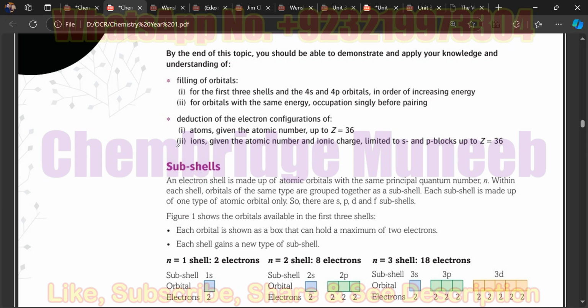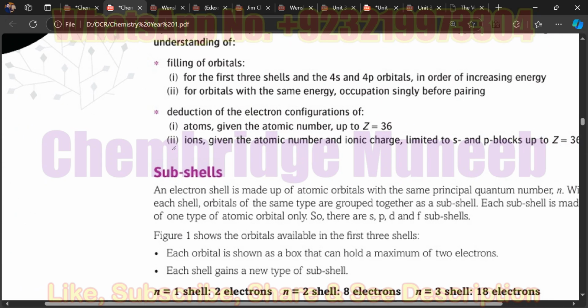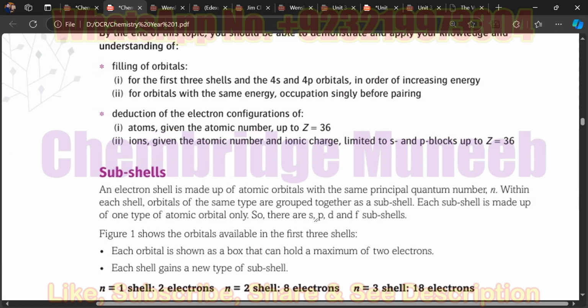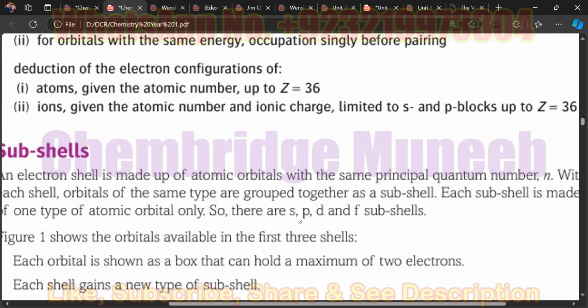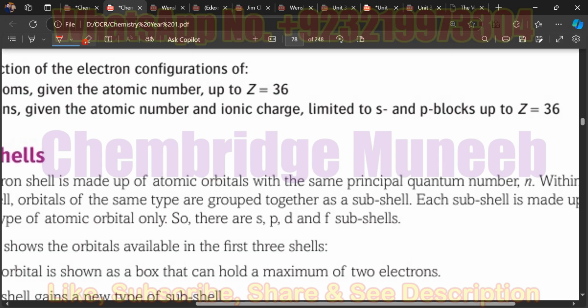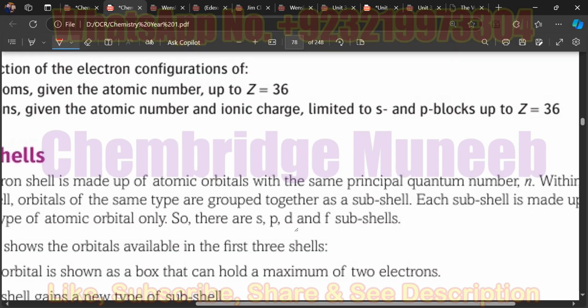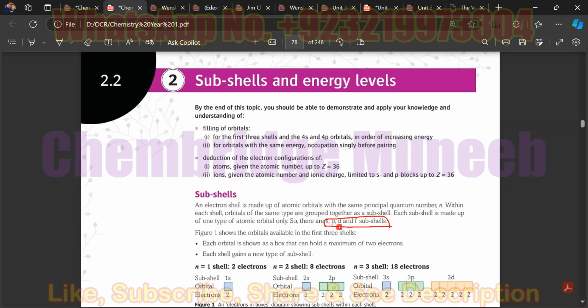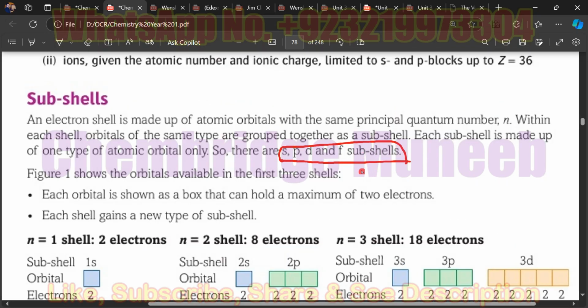What are the names? S, P, D, F. Very good. These are the 4 subshells which are present in the shells, in different shells. These are both the names as well as the symbols of these subshells.